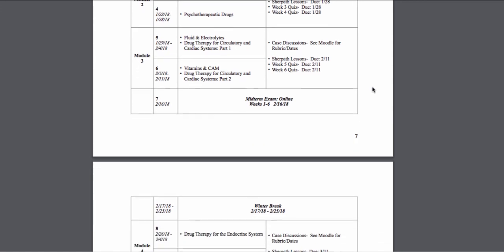On February 16th, this is your midterm exam. This will be online. Like I said, I typically leave it open from morning till night because I understand that a lot of you still work. So you can take it in the morning, during the day, or even in the evening, however you want. And I always give updates prior to the midterm as well.